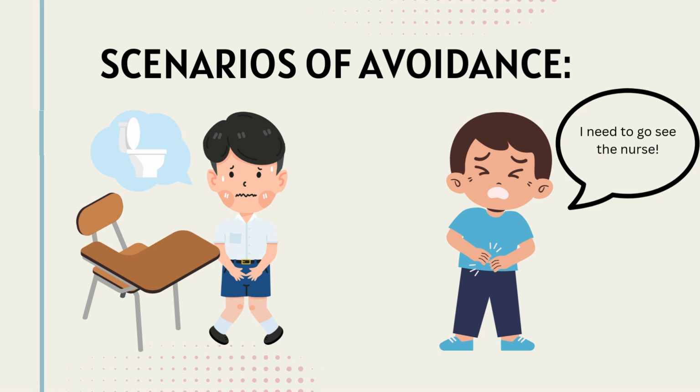So, some scenarios of avoidance could be when you're about to start classwork and then a student says, "Oh my gosh, I really need to use the bathroom," or "Oh, my stomach hurts, I need to see the nurse." Both of these are scenarios of avoidance and where the student is avoiding the schoolwork and is focusing on something else, rather than the task presented in front of them.